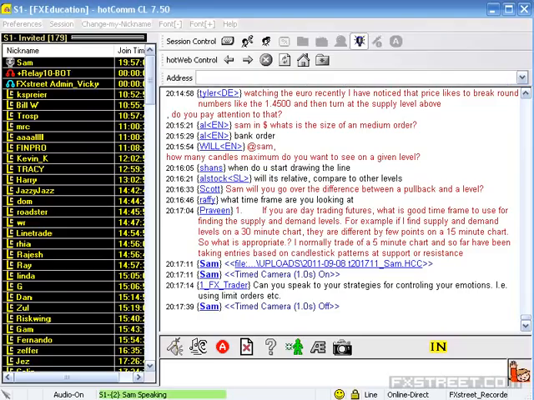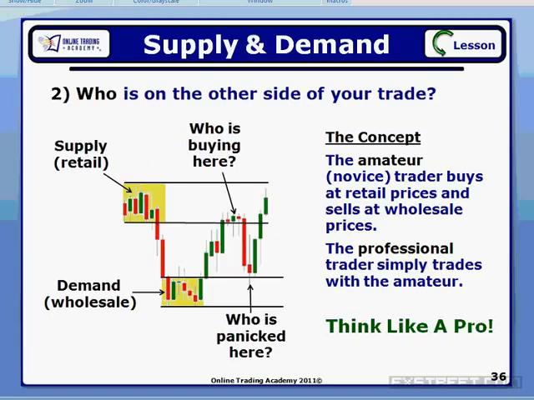Okay, take a look at the screen. And again, I'll try to go really quick because I know we always run out of time, and I want to make sure everybody gets it. Step number 2, understanding who is on the other side of your trades. Very, very important. Okay, so take a look at the chart. And I can make this picture bigger as well. There we go. That should be good.